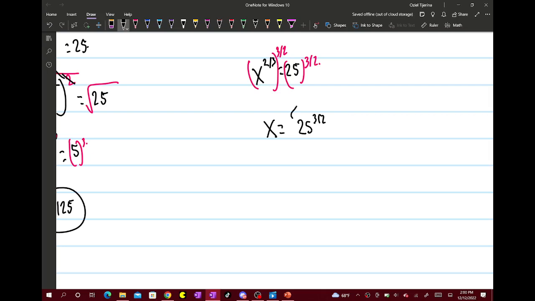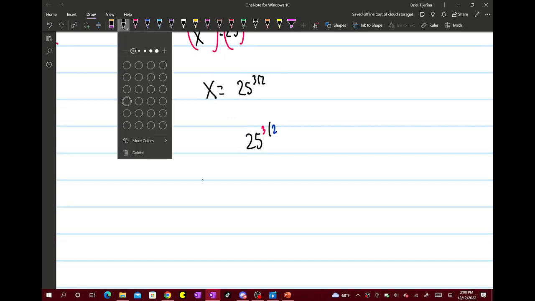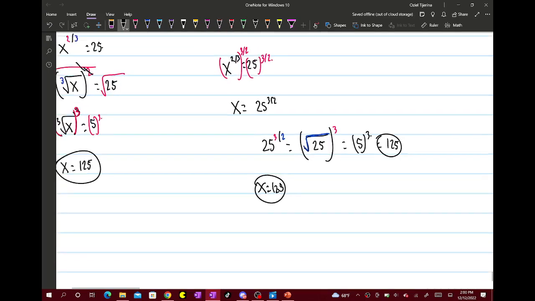Now you have to change this to the root property. So this would be 25 to the 3/2 power, which is equal to the square root of 25, and then all cubed. So the square root of 25 is 5, and then that would be cubed, and that would be 125, okay? So x would be 125. So that's the other way.